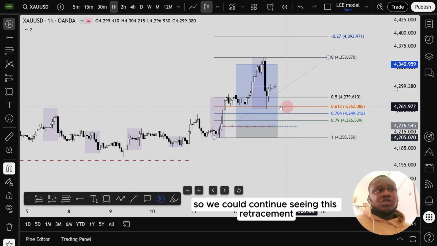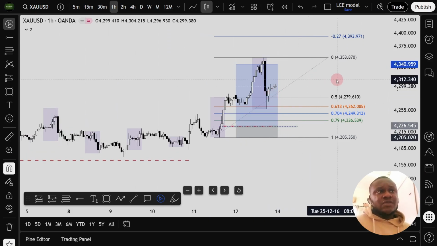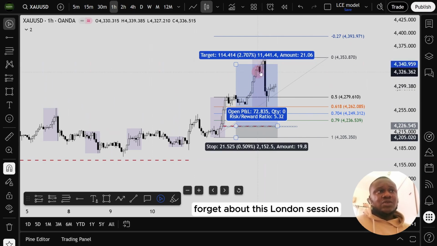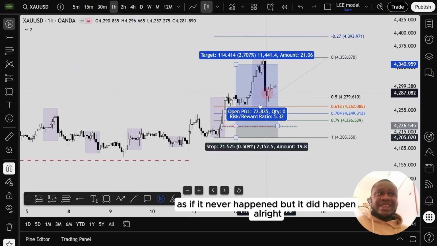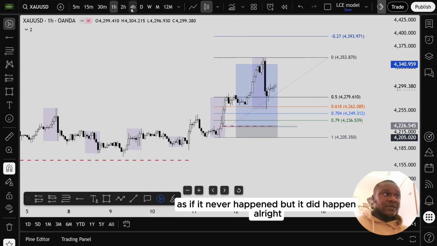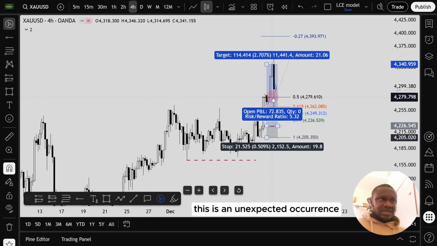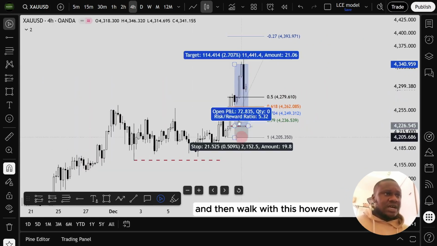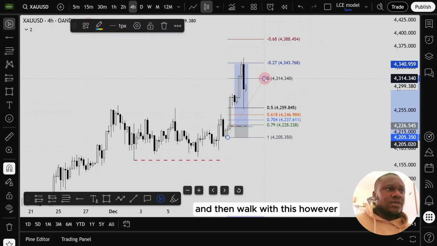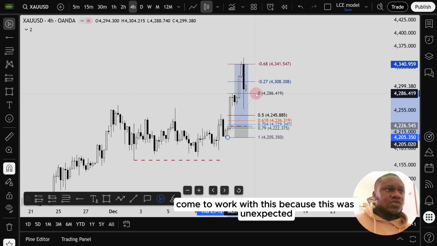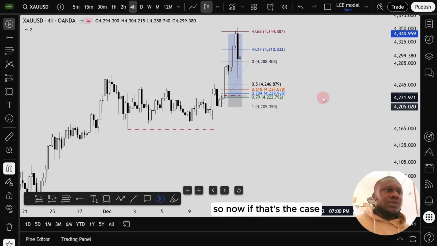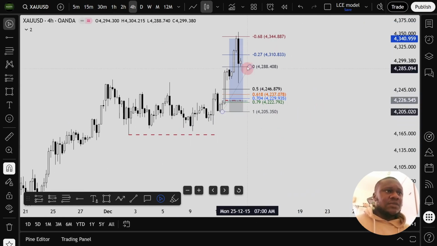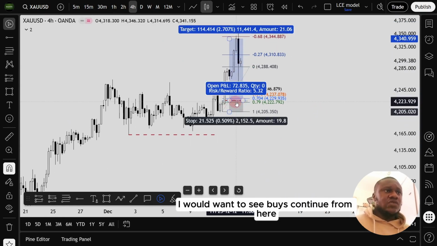So we could continue seeing this retracement. Forget about this London session. We can continue seeing that retracement as if it never happened, but it did happen, all right? But we can view price as this is an unexpected occurrence and then work with this. However, come to work with this because this was unexpected. So now, if that's the case, I would want to see buys continue from here.